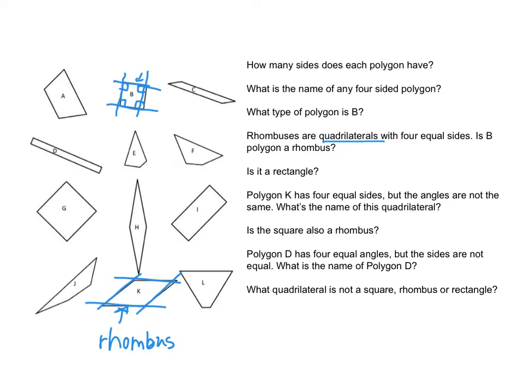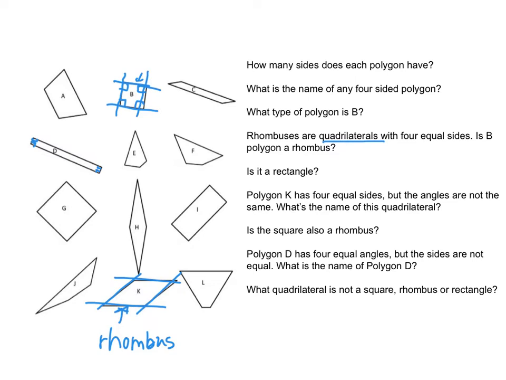Polygon D, so let's go there and look at D. It has 4 equal angles. So each of those angles is a right angle, right? I can't even write them, they're too small. But the sides are not equal. So if the sides are not equal, we know it's not a square. But what is it if you've got 4 equal angles and the opposite sides are equal? So that would be a rectangle.